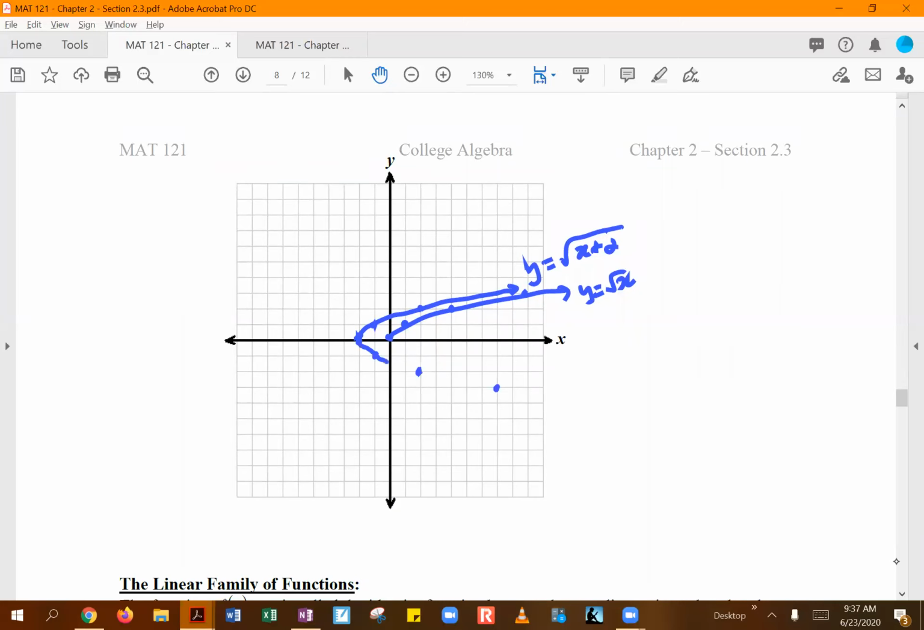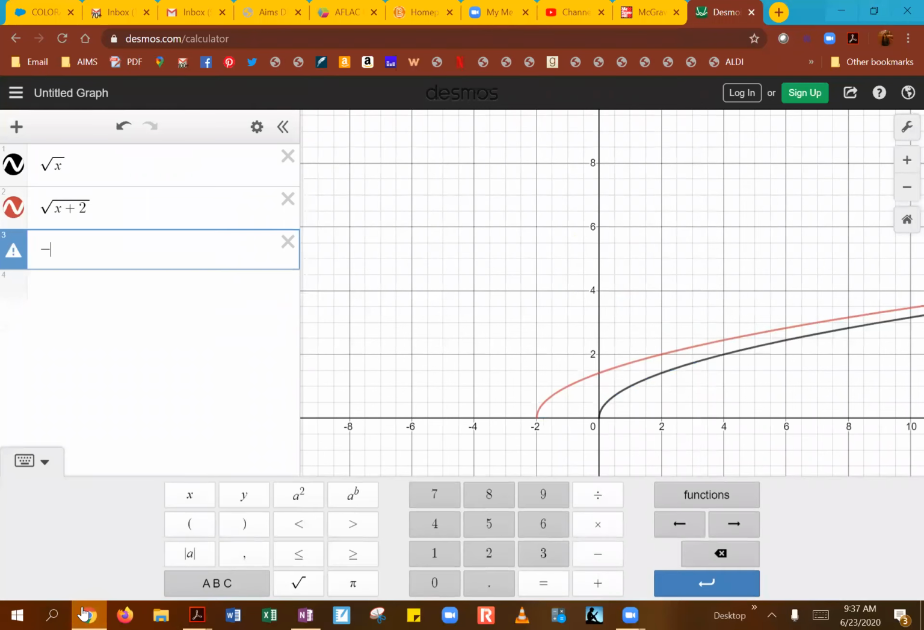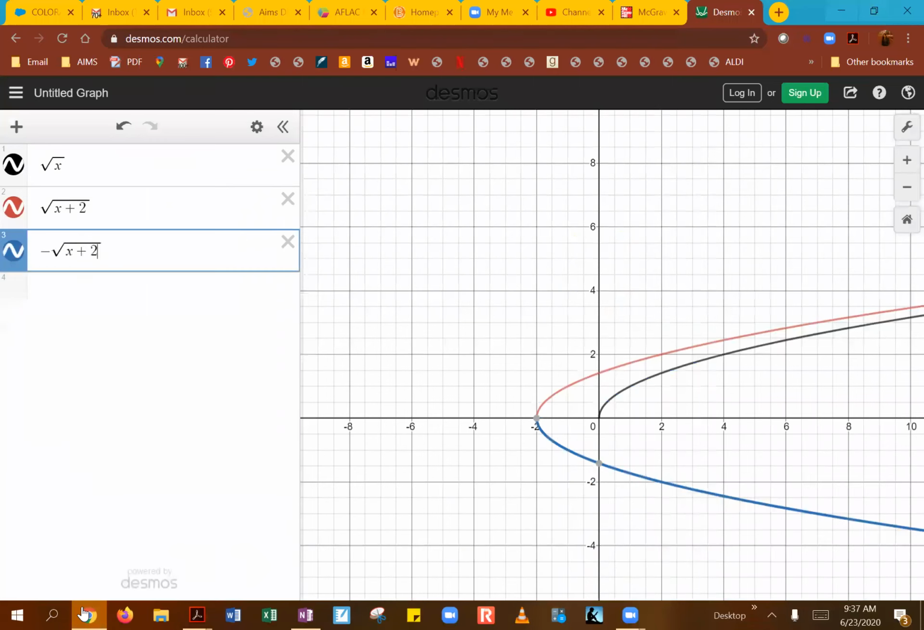And this is our reflection. So this is y equals negative square root of x plus 2. Okay, so again, just to show you here, this is negative square root of x plus 2. So you can see that's our reflection over here.